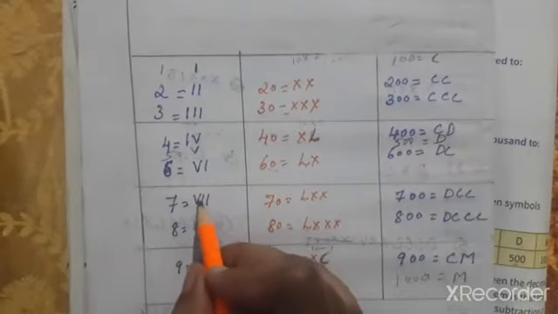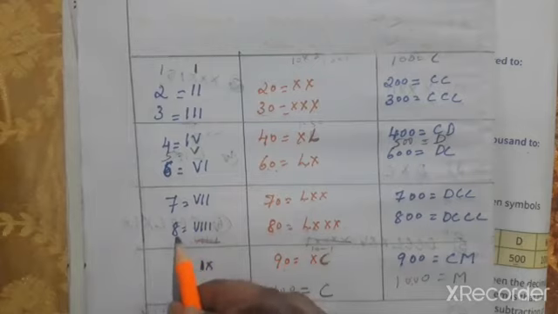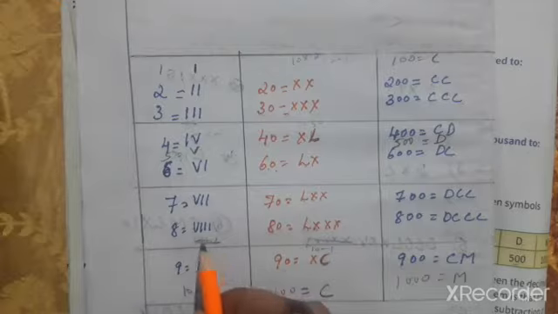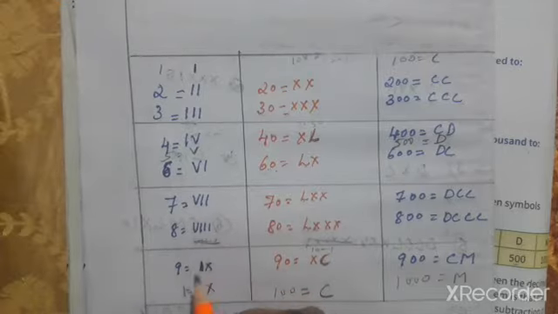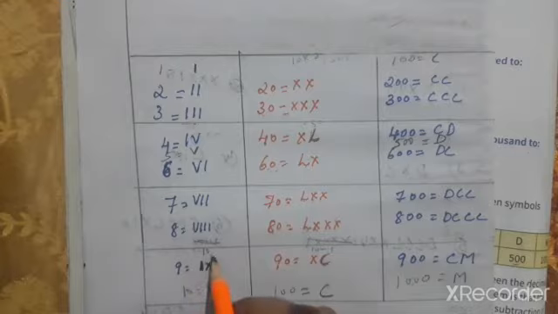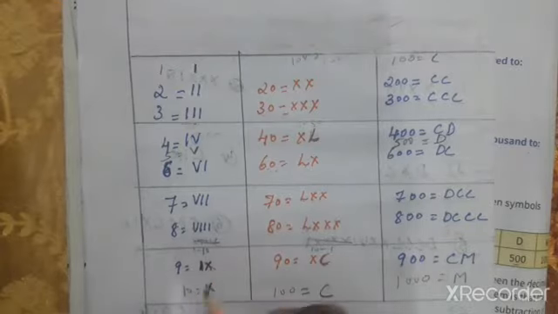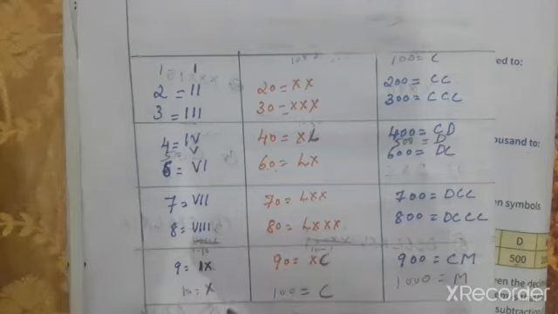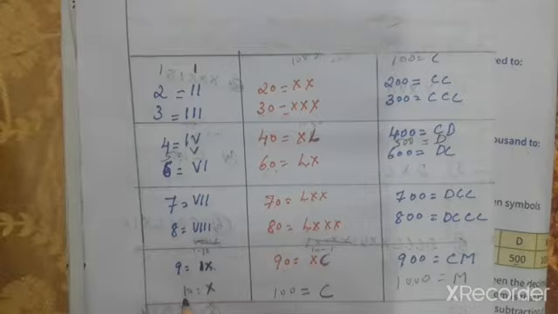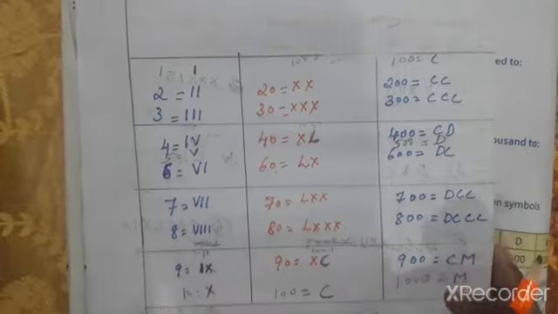Now 7 means VII, 8 means VIII. Can we write 9 as VIIII, 4 times? No, that is wrong. We cannot write any letter more than 3 times. So to write 9, we should know 10. 10 is X. So IX means 10 minus 1, and 10 minus 1 is 9. Three is the limit, so we stop there.